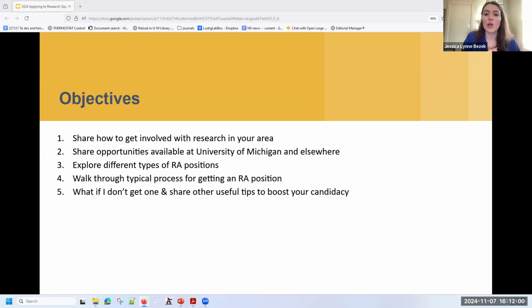There are lots of opportunities all over. We're also going to discuss different types of RA positions, or research assistant positions. We'll walk through the typical process for applying to those. And then finally, we'll talk about what happens if you don't get one this cycle, and we'll talk about some tips that you might want to consider for boosting your ability to achieve one of those in the future.